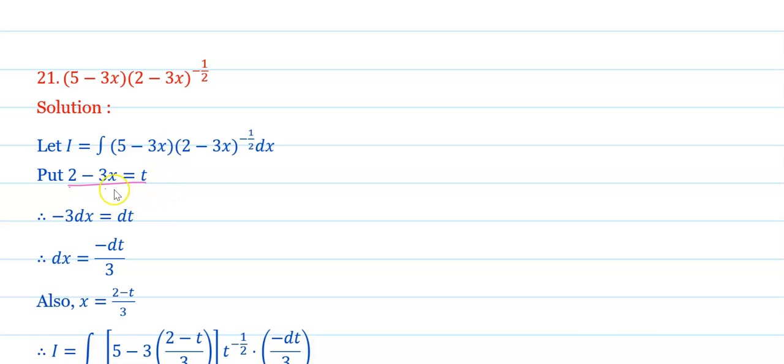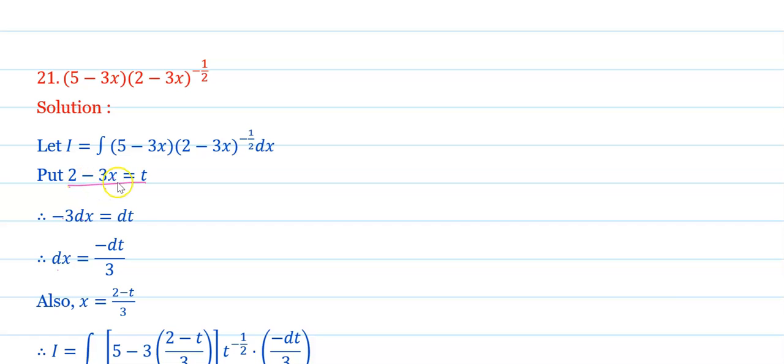Next, first differentiate. Derivative of 2 is 0. Derivative of x is dx. That is minus 3 dx equals dt. And hence dx equals minus dt upon 3. This is important. Next, we will find the value of x.